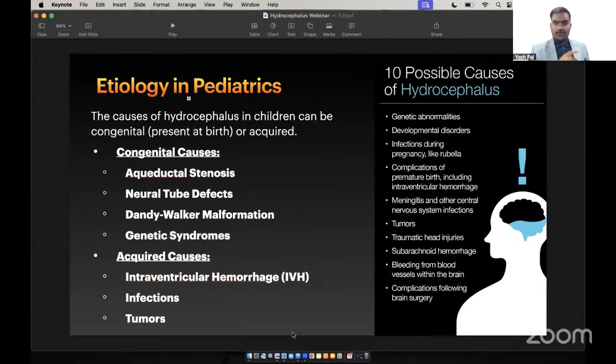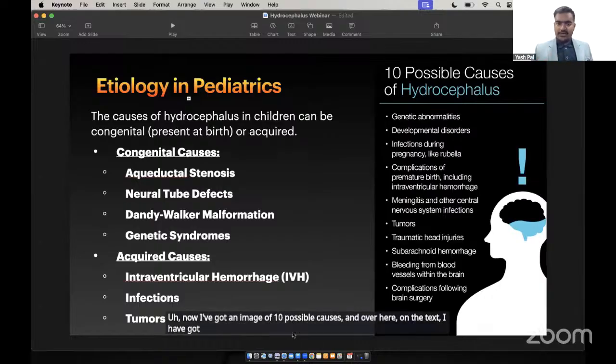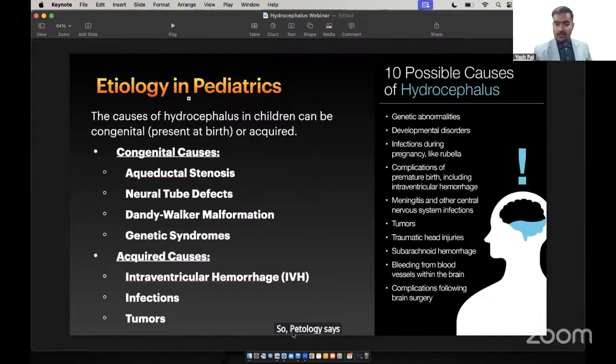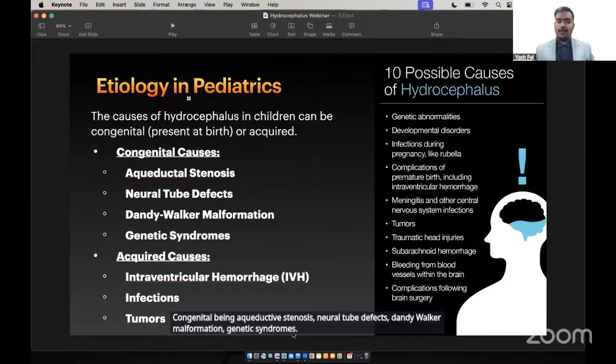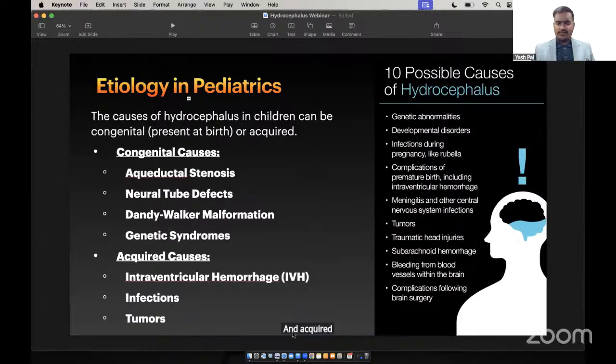Now I've got an image of possible causes, and over here in the text, I have etiology in pediatrics. Etiology says we have congenital as well as acquired causes. Congenital being aqueductal stenosis, neural tube defects, Dandy-Walker malformation, genetic syndromes, and acquired causes being intraventricular hemorrhage, infections, and tumors.